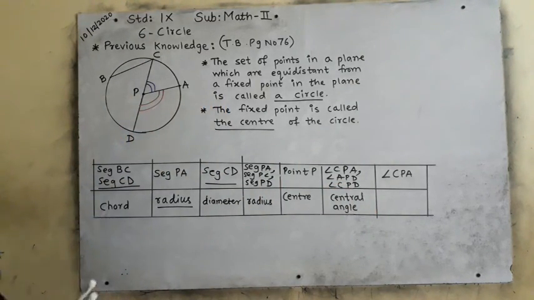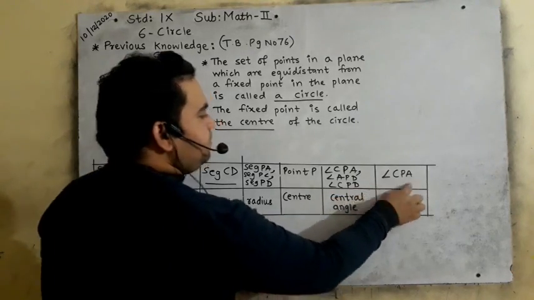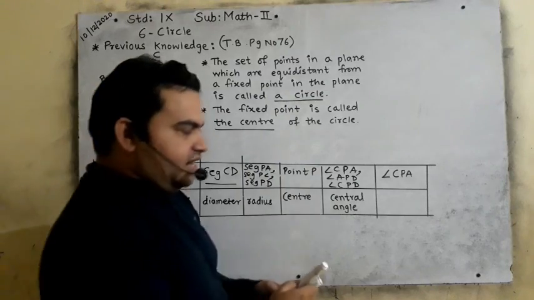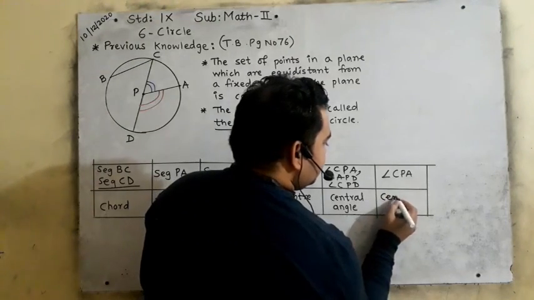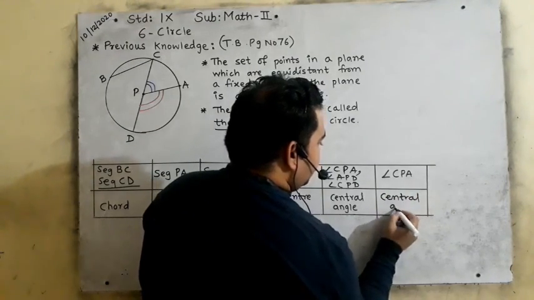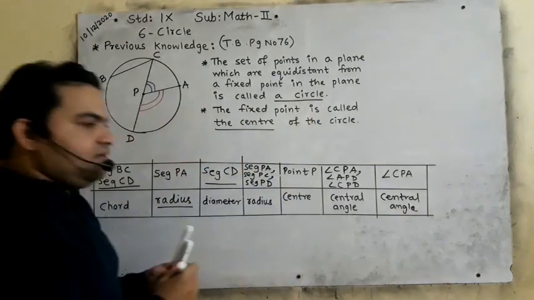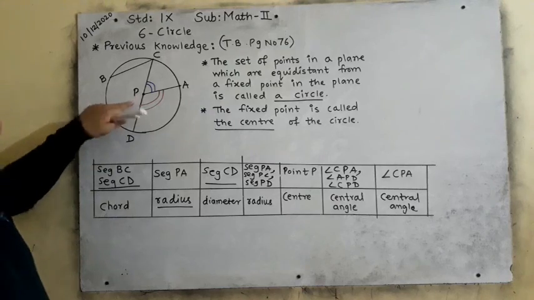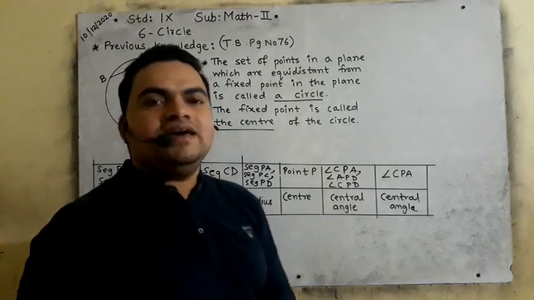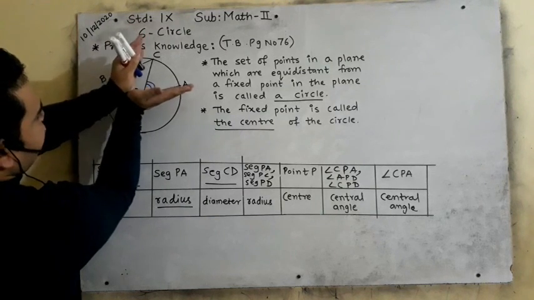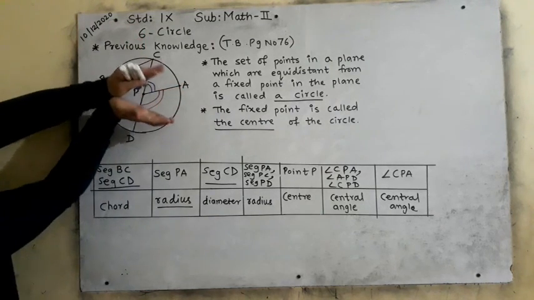Now see, it is also given over here, angle CPA. What is CPA? It is a central angle. So you will write over here central angle. So what is the meaning of central angle? An angle which is forming at the center of the circle. Is it clear? So you can see this is the central angle. See, this is joining here. This is also a central angle at P.